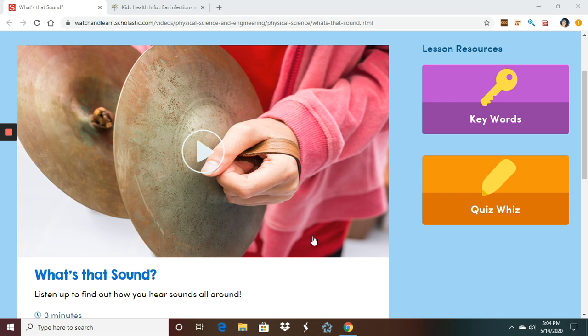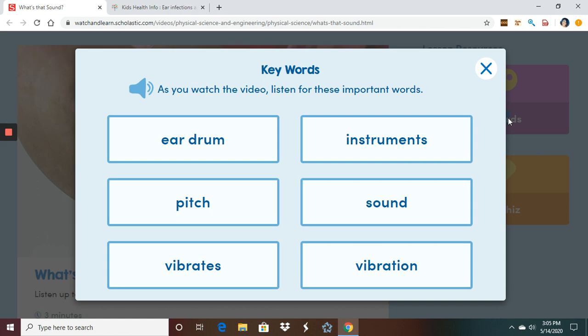And today we're going to be doing science. In science, the first thing we're going to do is look over our keywords and our vocabulary. Then we're going to do our video about sound. And after that, you might need a pencil and piece of paper so we can take our quiz. Now, in this video titled What's That Sound?, we're going to listen up to find out how you hear sounds all around. That's right, we're going to be listening to different instruments and the sounds that they make. Our first thing we're going to do is go over our vocabulary.